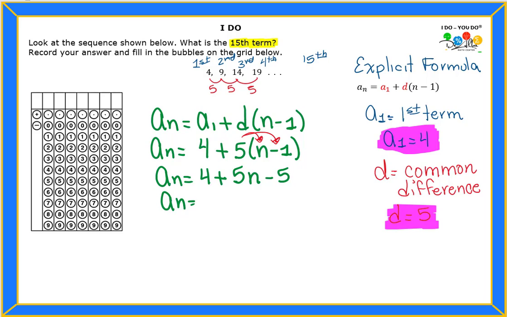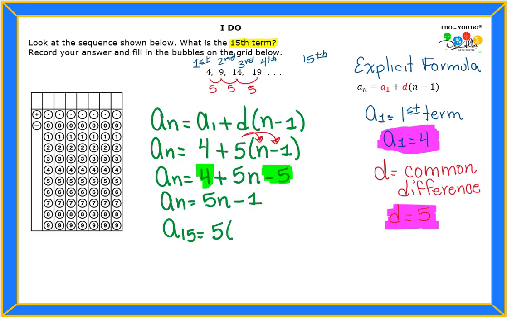Okay? Now I can actually combine like terms. So I can combine 4 minus 5, not the 5n. 5n is going to stay the same. 4 minus 5 is negative 1, so I'm going to write down minus 1. And that will be my formula, right? And now I know that I am looking for n when n is 15. So my next step will be finding a of 15.